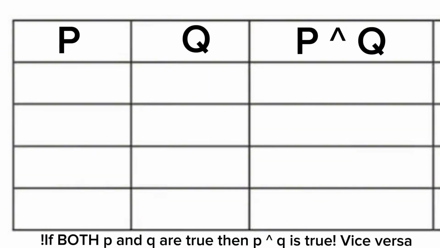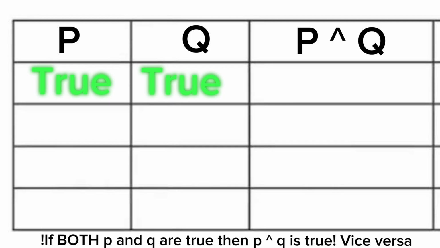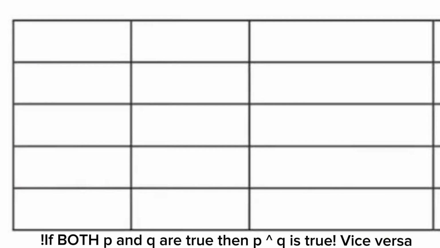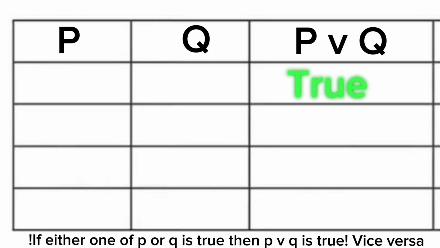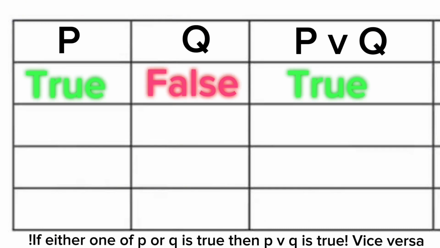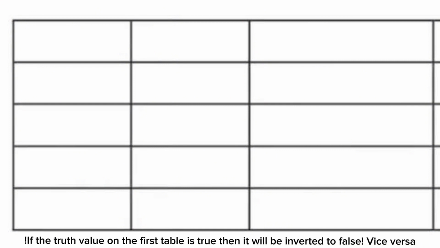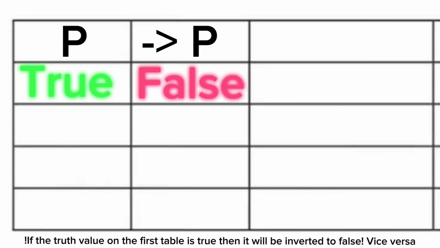First, and. For example, P and Q. Both must be true for the result to be true. The second one, or. For example, P or Q. True if at least one of P or Q is true. Third one, not. For example, not P inverts the truth value of P.